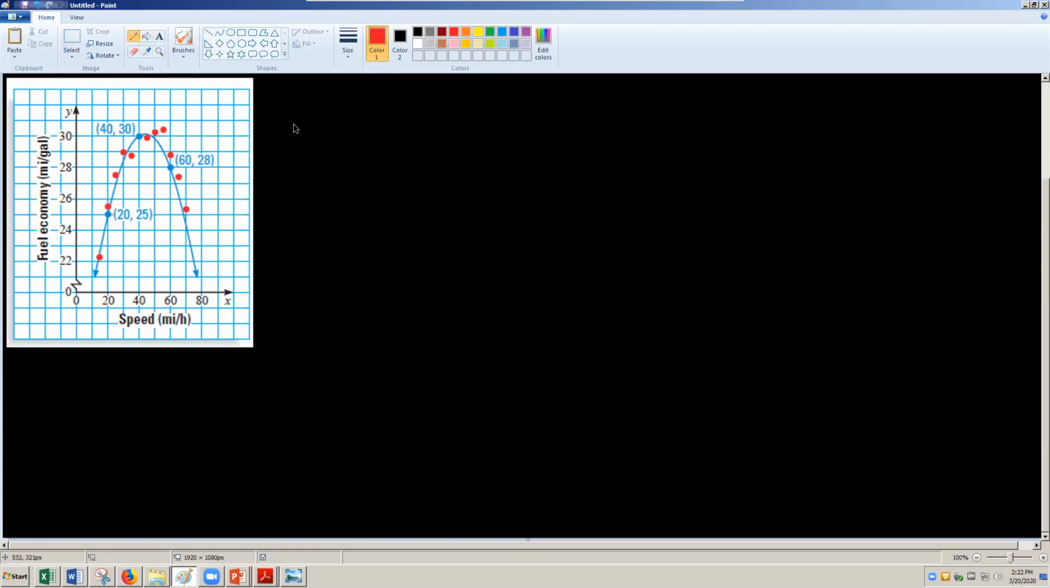So my points for this problem are (20, 25). Oops, I want to do each of these in our color. (40, 30), and then my last one here, which is (60, 28). And so now what I'm trying to figure out is a quadratic equation in standard form.